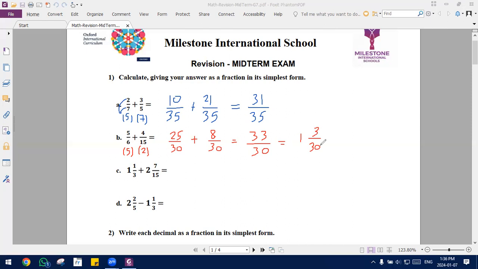So 3 over 30, we can divide by 3, up and down. So the 1 will stay the same, and 3 over 30 will be 1 over 10.